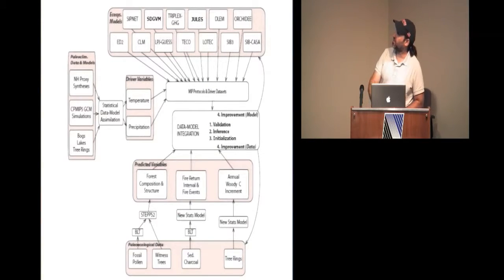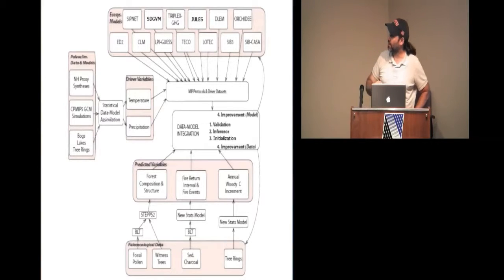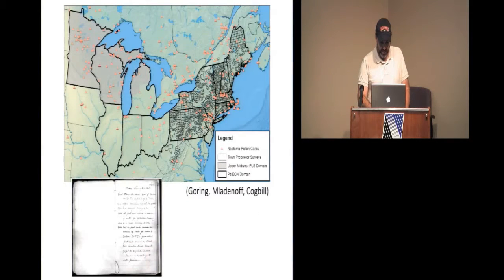The larger goal here is to bring a whole bunch of different models together. That's what's in the acronyms on the top row, with a whole bunch of different data. That's the stuff on the bottom row, in order to do this. And I'm going to focus here today just on one little part of this, what we call the witness tree data. This is data that's coming from these handwritten surveys at the time of settlement.